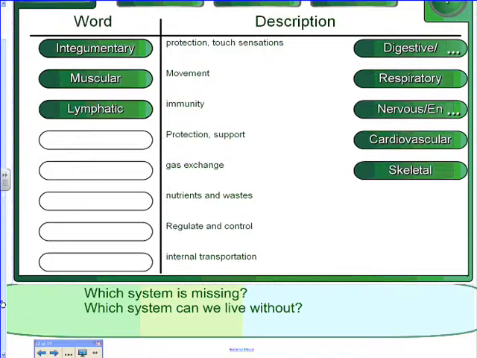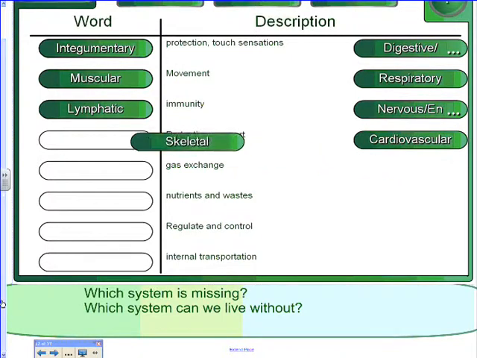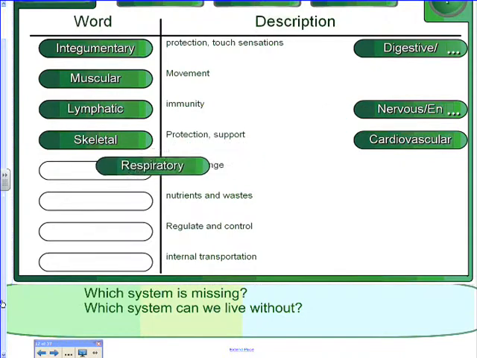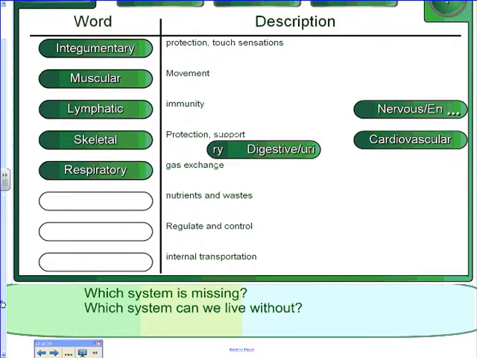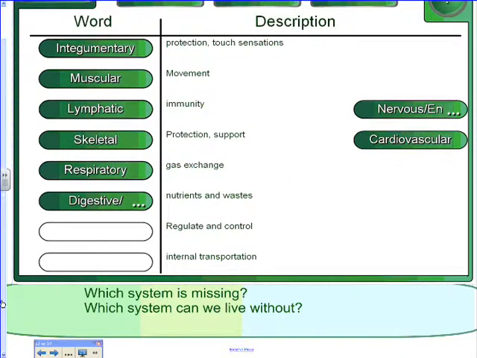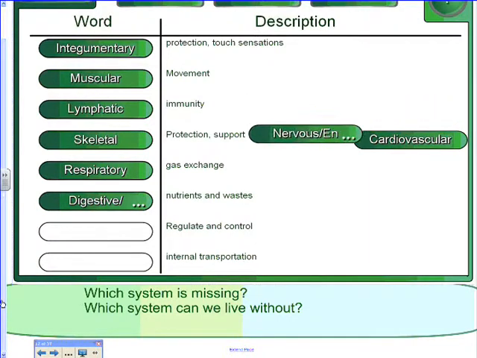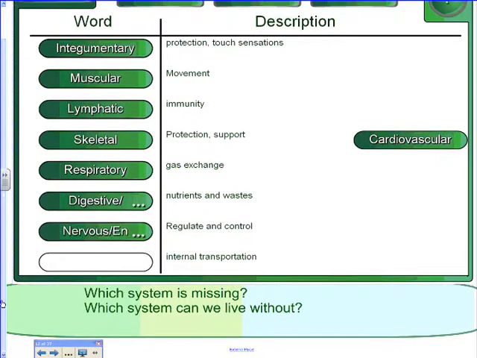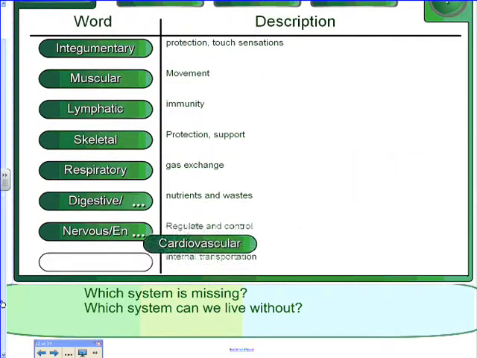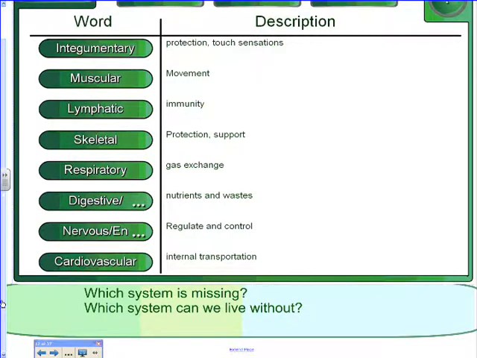Gas exchange sounds like your respiratory system, bringing oxygen in, getting carbon dioxide out. Nutrients and waste sounds like your digestive and urinary system. Takes care of those things. Regulate and control sounds like your nervous and endocrine system. Your nervous system regulates things really quickly through nerve impulses, your endocrine system regulates things slowly through the hormones. And the cardiovascular system is how your body transports things internally, things like blood and water and all the other stuff in your veins, pumped by your heart, but transported around by the cardiovascular system.